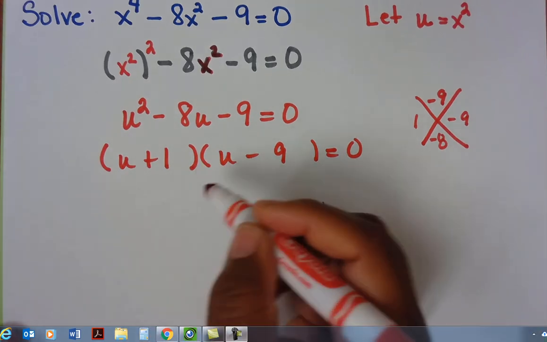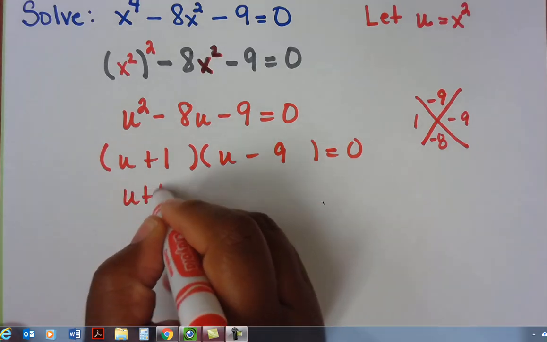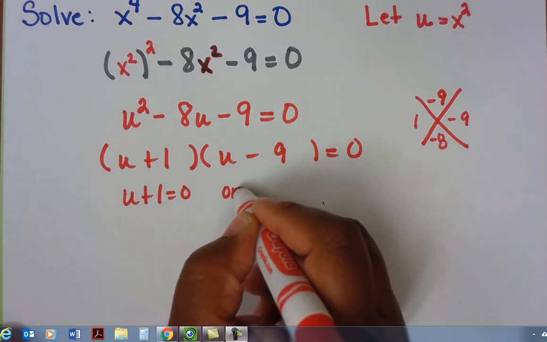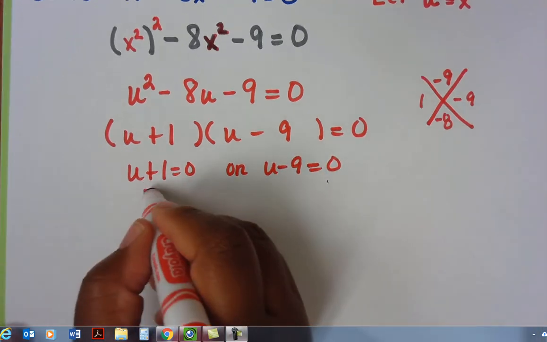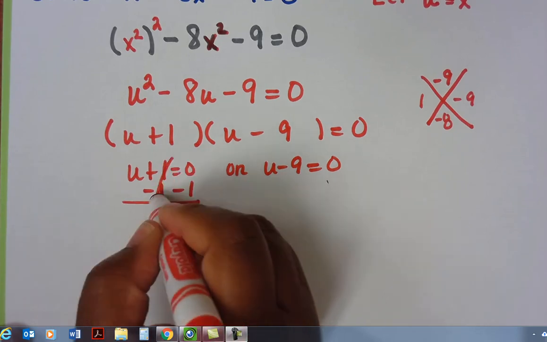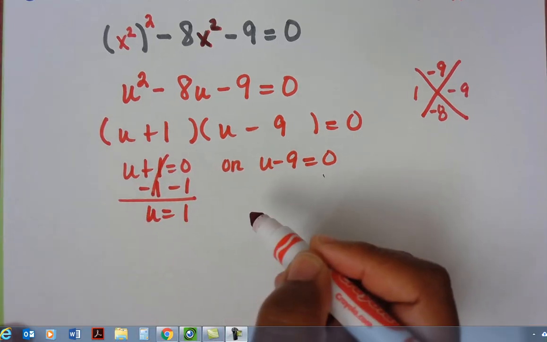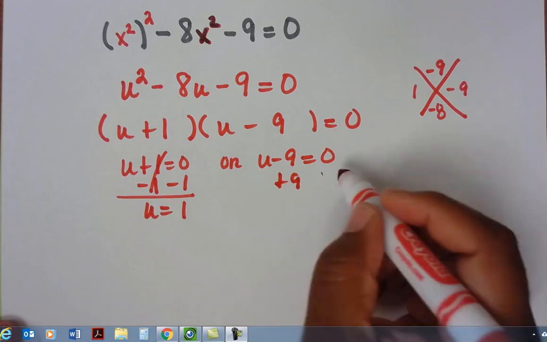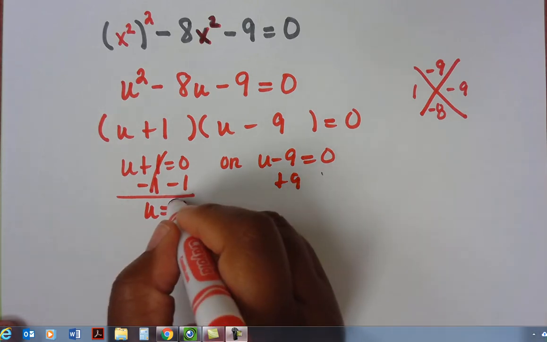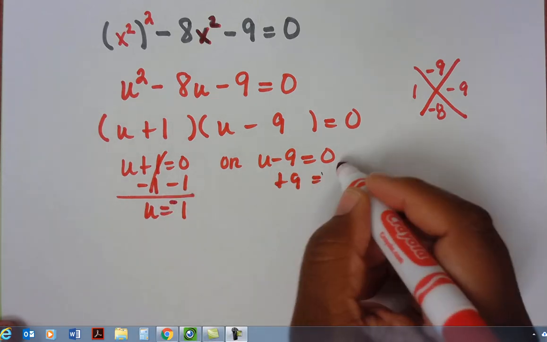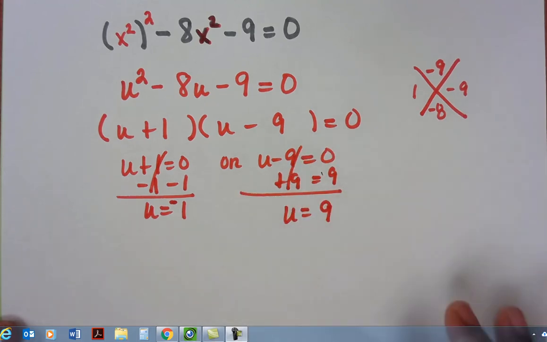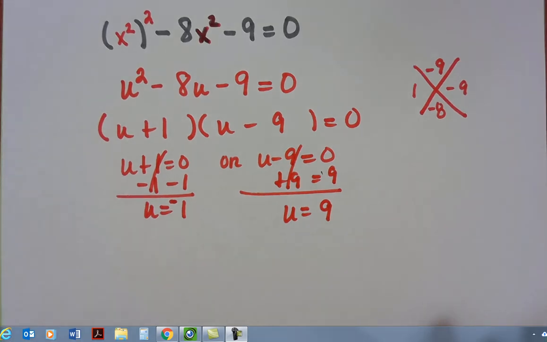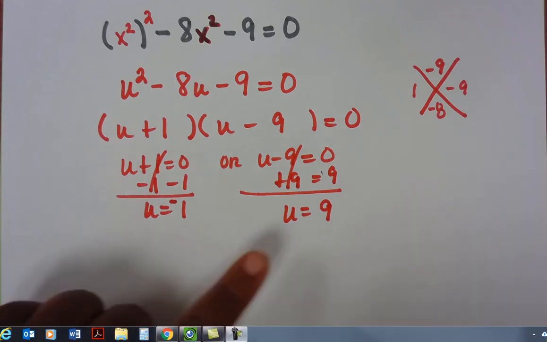Okay, so then we set each factor equal to 0, and we solve. We're going to subtract 1 from both sides. We have u is equal to -1, or u is equal to 9. All right, so we found the values for u at this point.